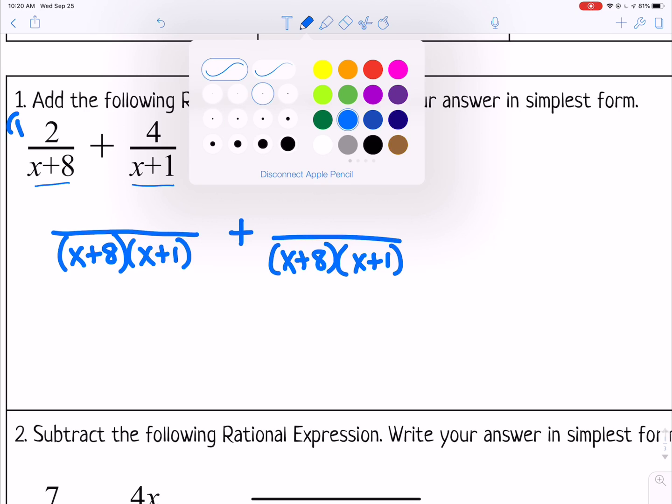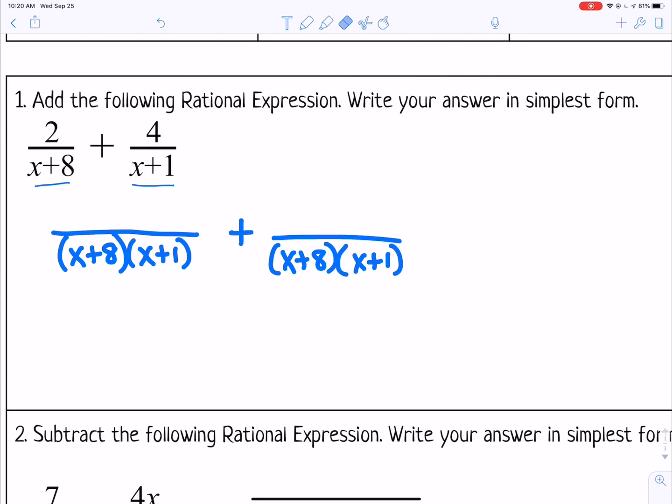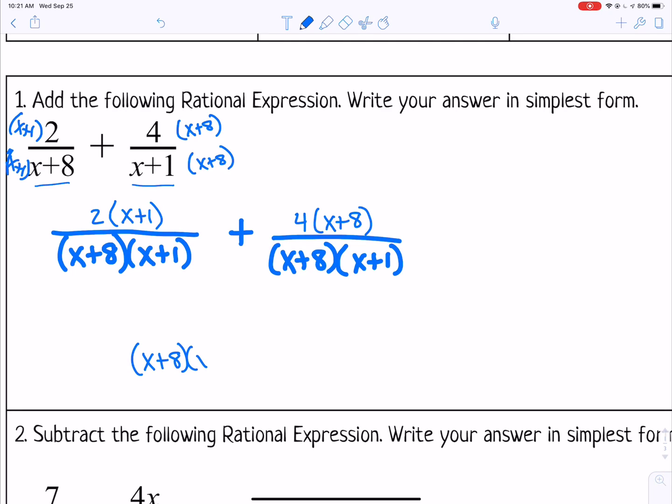Let me get a smaller pen to work with. Okay, so let's multiply by x plus 1 because that's what it needs to have the common denominator. And on the right, it needs to be multiplied by x plus 8. Remember, we multiply the top and the bottom by the same thing because it's like we're multiplying by 1, which is okay for us to do. So I'm going to bring down 2 times x plus 1 in my numerator, and then 4 times x plus 8. And then we have a common denominator now, so let's just write that one time.